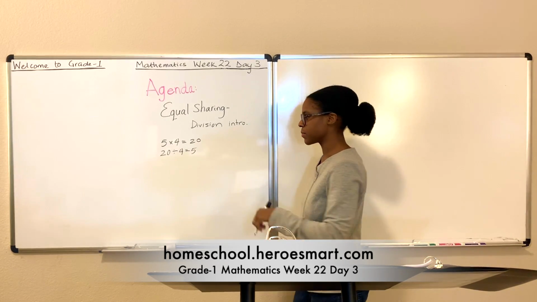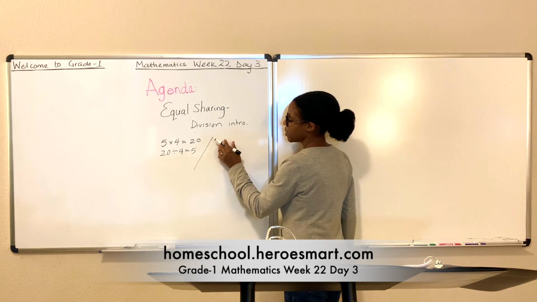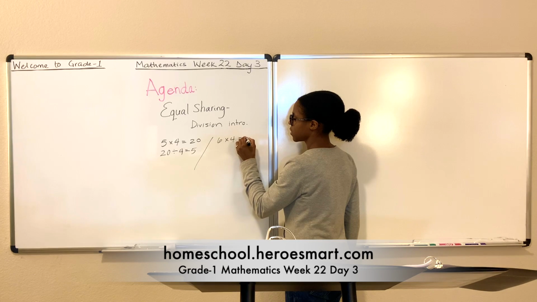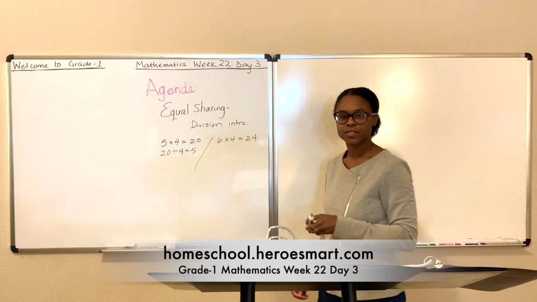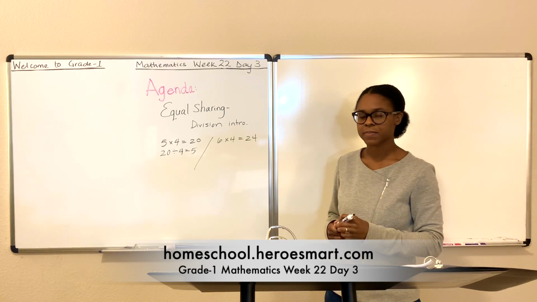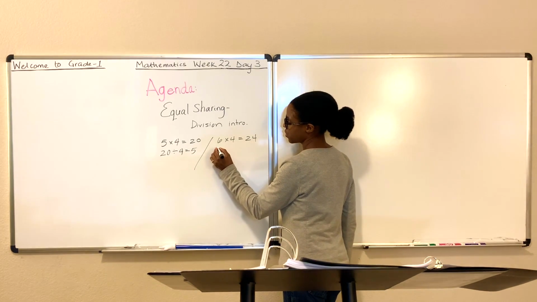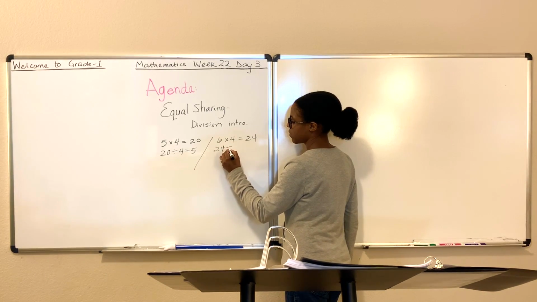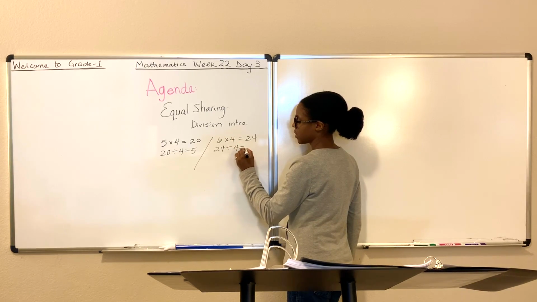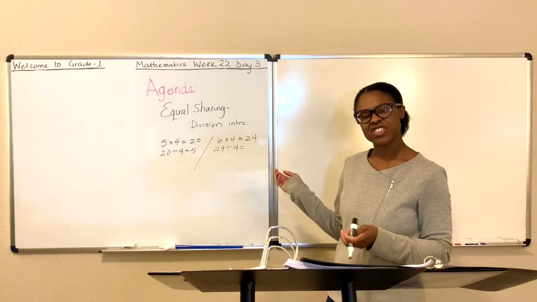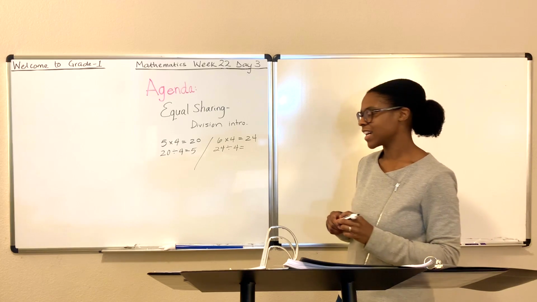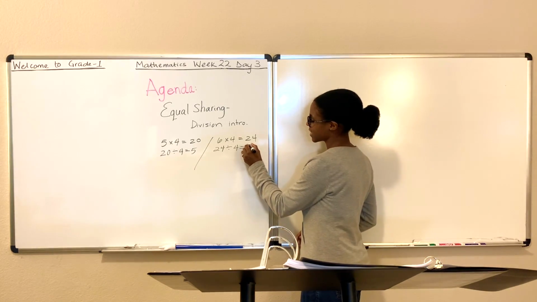Let's look at another example. Multiplication says 6 times 4 is 24. You would have learned this over the last couple of weeks. What does division say? Division says, 24 divided by 4 is what number? Can you guess that answer just by looking? Yeah, the answer is 6.